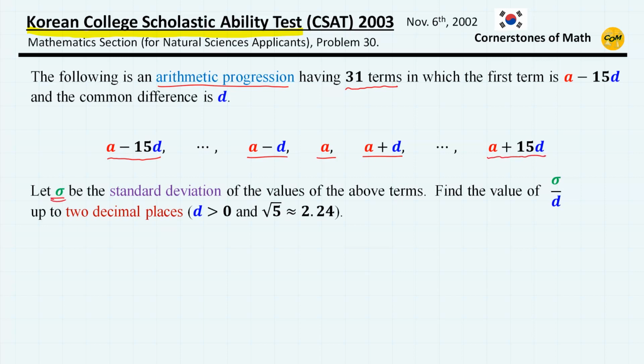Let sigma be the standard deviation of the values of the above terms. Find the value of sigma over d up to 2 decimal places. Here the common difference d is positive, and we will use this approximate value for the square root of 5. Alright, let's get on to it.